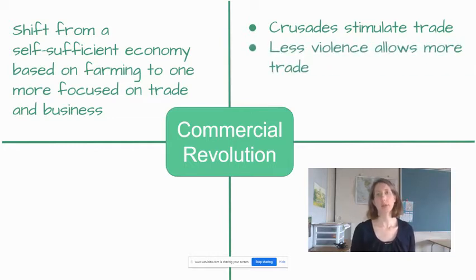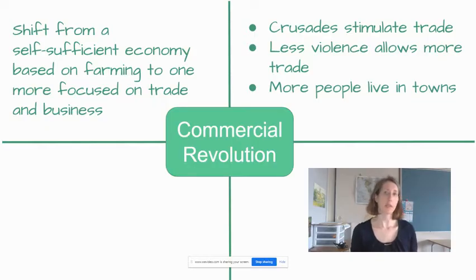At the same time, there was less violence. The Vikings were no longer attacking. And as the Crusades came to an end, that trade became safer and safer. So people could leave their manors and live in towns and make a living. More people moved to the towns and took advantage of that increased trade that came as a result of the Crusades and the decrease in violence.